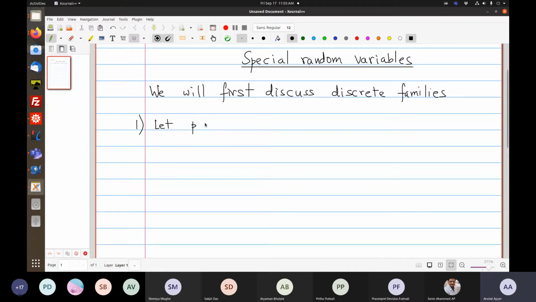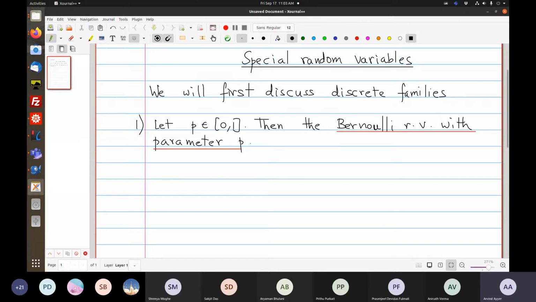So let p belong to closed 0, 1. Then a Bernoulli random variable with parameter p, denoted Bernoulli p, has PMF: p of 0 is 1 minus p, and p of 1 is p.